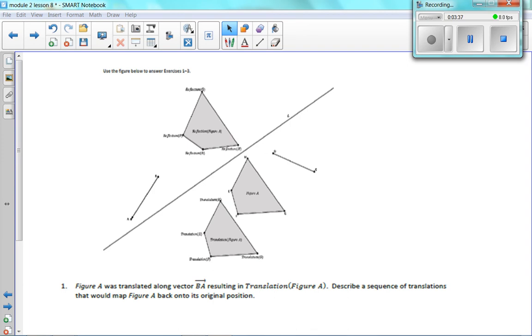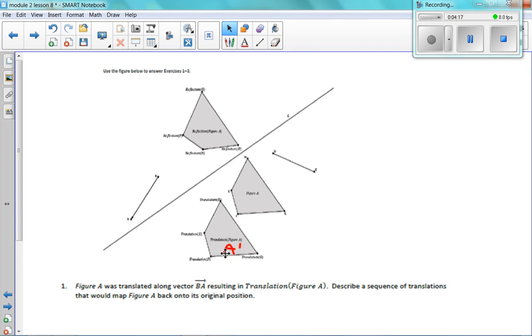So we have on this page a figure A, and we have a picture of figure A translated, and then we have a picture of the reflection of figure A after it's reflected. And we have 2 vectors, VA and line segment DC. So number 1 says figure A was translated along vector VA, resulting in the translation of figure A. You could have called that figure A prime. Describe a sequence of translations that would map figure A back onto its original position.